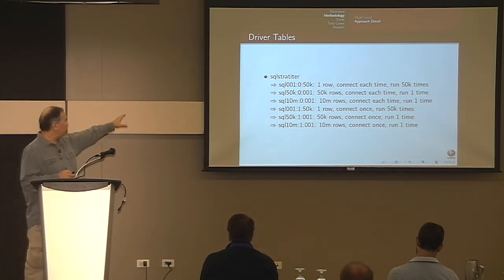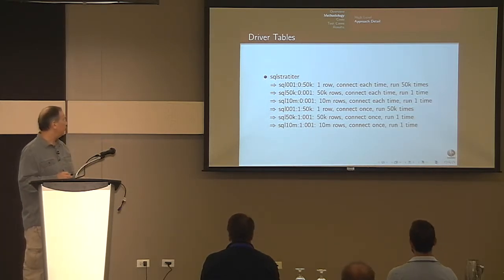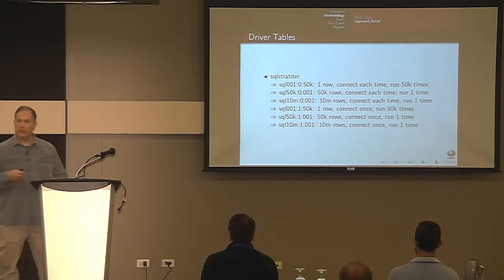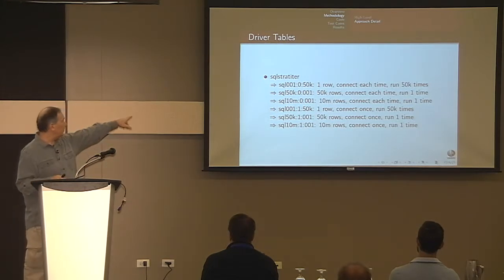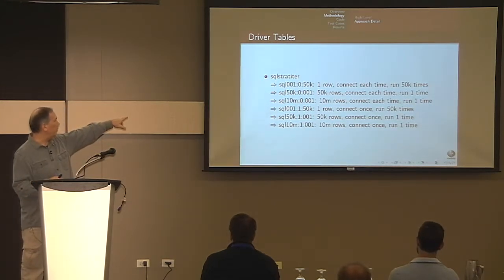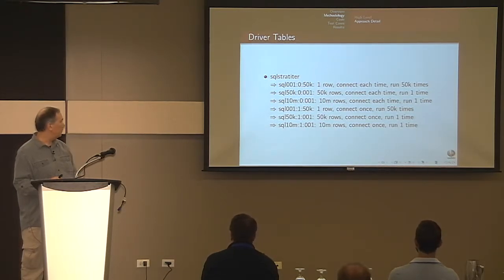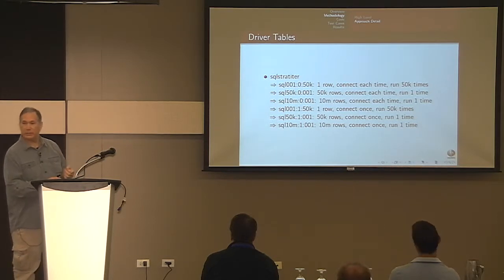And then this SQL strat iter table is kind of my strategy for how many rows I'm going to bring back and how I'm going to bring them back. So SQL 001 means I'm bringing 1 row. The 0 means I'm going to connect every time, and the 50K means I'm going to run it 50,000 times.